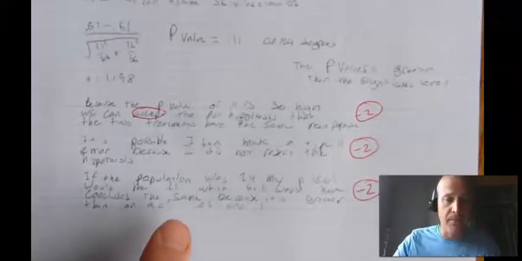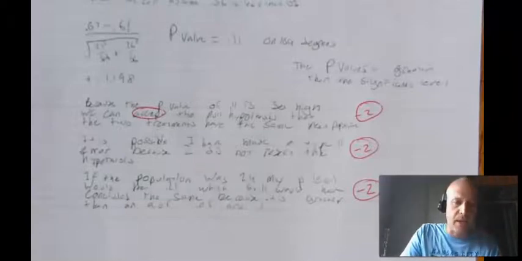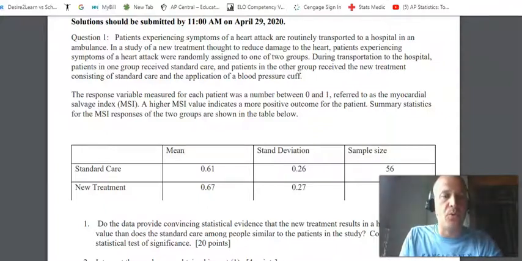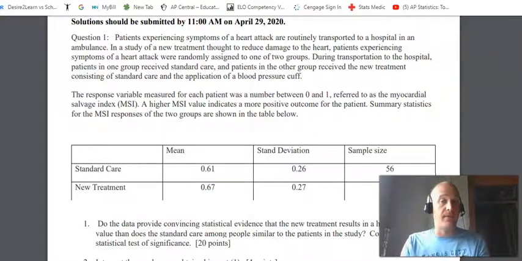Let's see, it says it is possible to have a type 2 error, which is correct, but you need to go ahead and put that in context. So what I like to do is go back to the question. In context, if we commit a type 2 error, that would indicate there is a difference between these two treatments, but our statistic fails to show us that there is a difference.